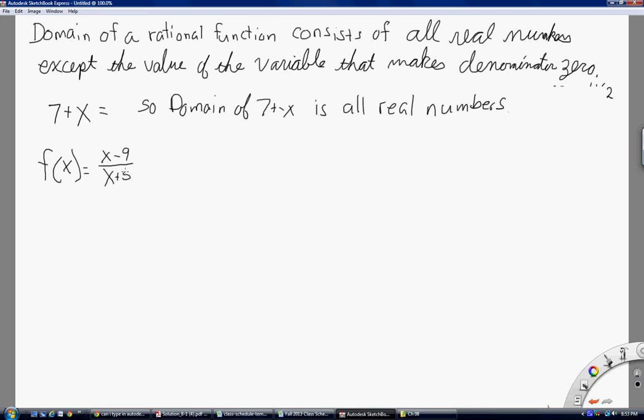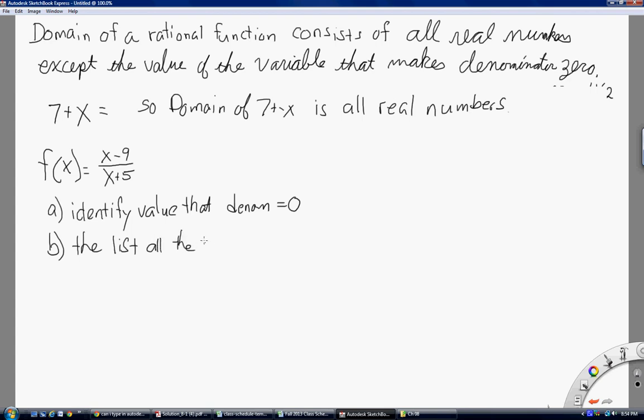Now let's go back to the definition that I have here from page 462. Domain of a rational function, which is what we have. Rational function is just a fancy way of saying fraction. It consists of all real numbers, except the value of the variable that makes the denominator 0. So what we need to do is A, identify the value that makes the denominator equal to 0. And then once we do that, B, list all the numbers excluding those found in A.